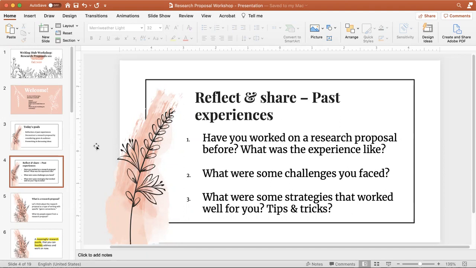So first, have you worked on a research proposal before? What was the experience like? Two, what were some challenges that you faced? And three, what were some strategies that worked well for you? Any tips or tricks that you can share or that you can take with you as you develop any future proposal projects?